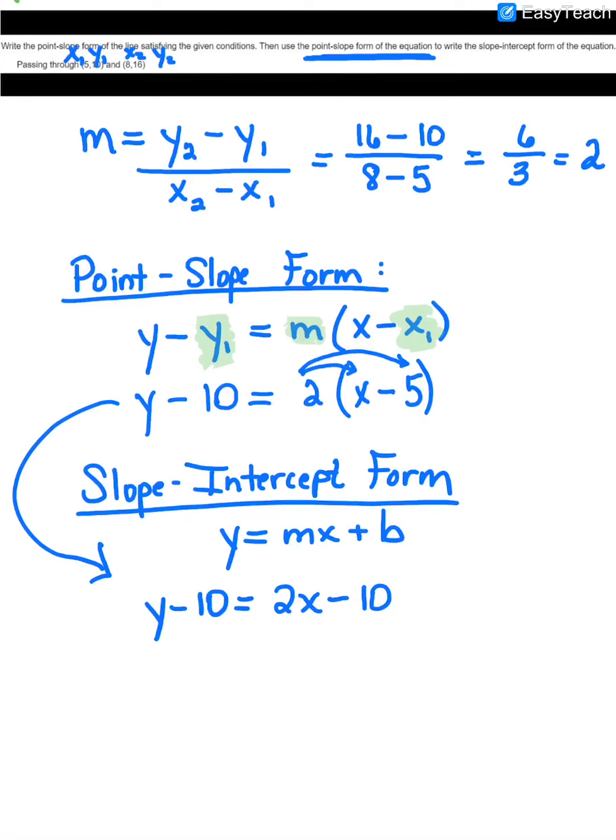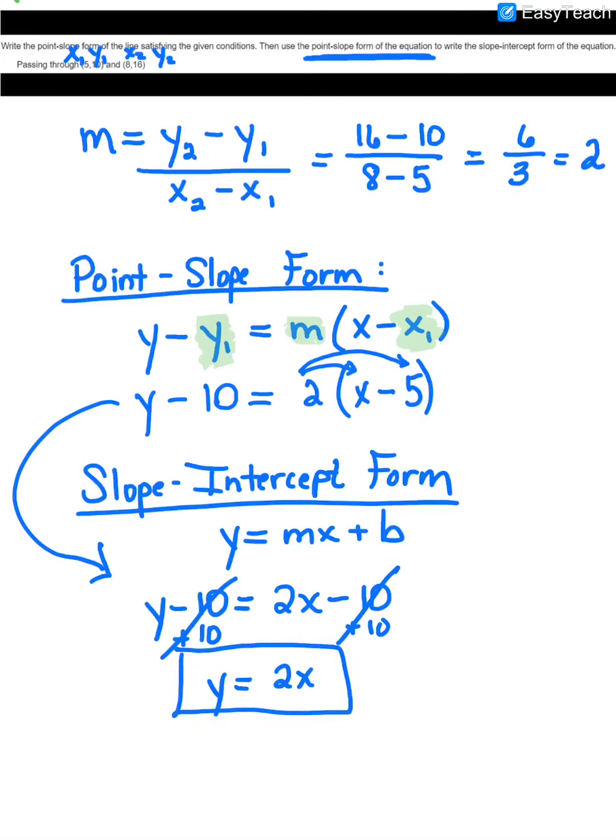So we need to get y by itself. That means we will add 10 on both sides to cancel that. And of course, when we did that, it also happened to cancel it there, but that doesn't necessarily always happen, but this would be considered the slope-intercept form. So this is point-slope form, and then that would be slope-intercept form.